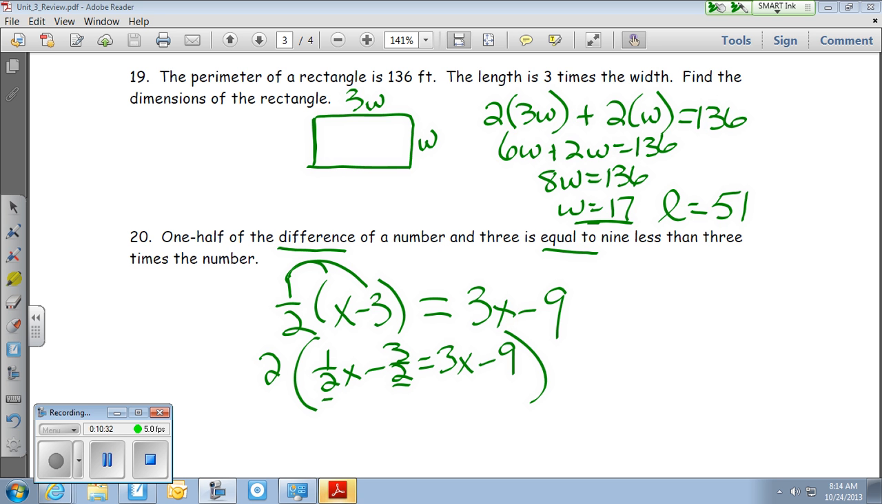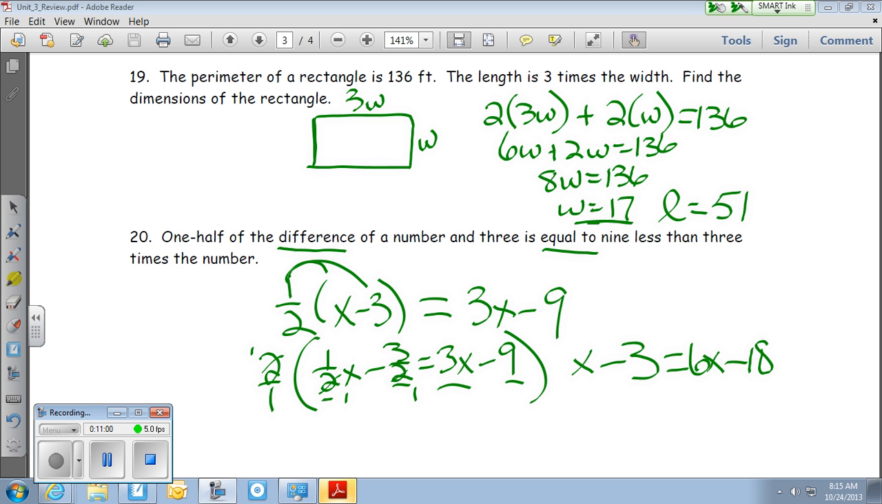So when I do that, I get x minus 3, because those are cleared out. The 2 and the 2, if that's 2 over 1, those cancel. Leaves me with x minus 3 on the left. And then 2 times 3x is 6x. And then minus 18. Make sure everything gets multiplied by the number that you chose. So this is my new equation over here on the right.